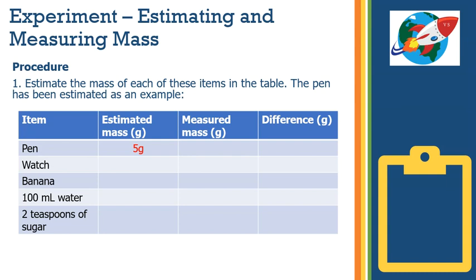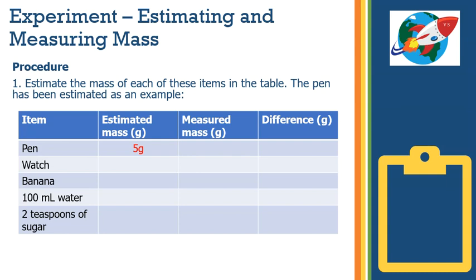Okay, so let's go into the procedure now. Step 1 is to estimate the mass of each of these items in the table. The pen has been estimated as an example. So I've estimated the pen that I'm going to use in my experiment to weigh 5 grams. Now, your pen might be a bit different to mine, and of course you will have a different watch and a different size banana.